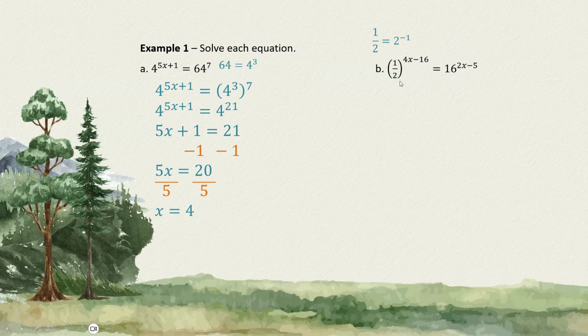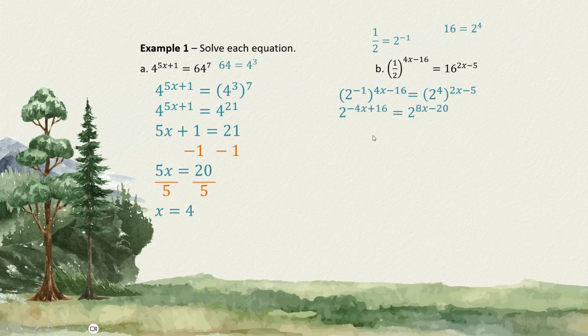For part B, our bases are 1/2 and 16. Both of those bases can be written as a base 2 power, so 1/2 is 2 to the negative 1, 16 is 2 to the 4th power. So if we replace those with equivalent base 2 powers, this is our expression. When taking a power to a power, we multiply the exponents. We're going to be distributing the negative 1 and distributing the 4.